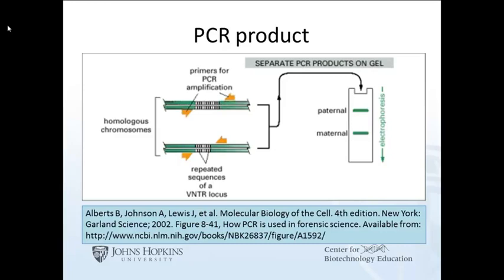One thing is misleading. It is correct to say that one fragment is paternally inherited and the other is maternally inherited. However, this process does not allow us to say which one is which. Note also that some individuals would have the same number of repeats on the paternal and maternal chromosomes. Those individuals would have a single band on the gel rather than 2.